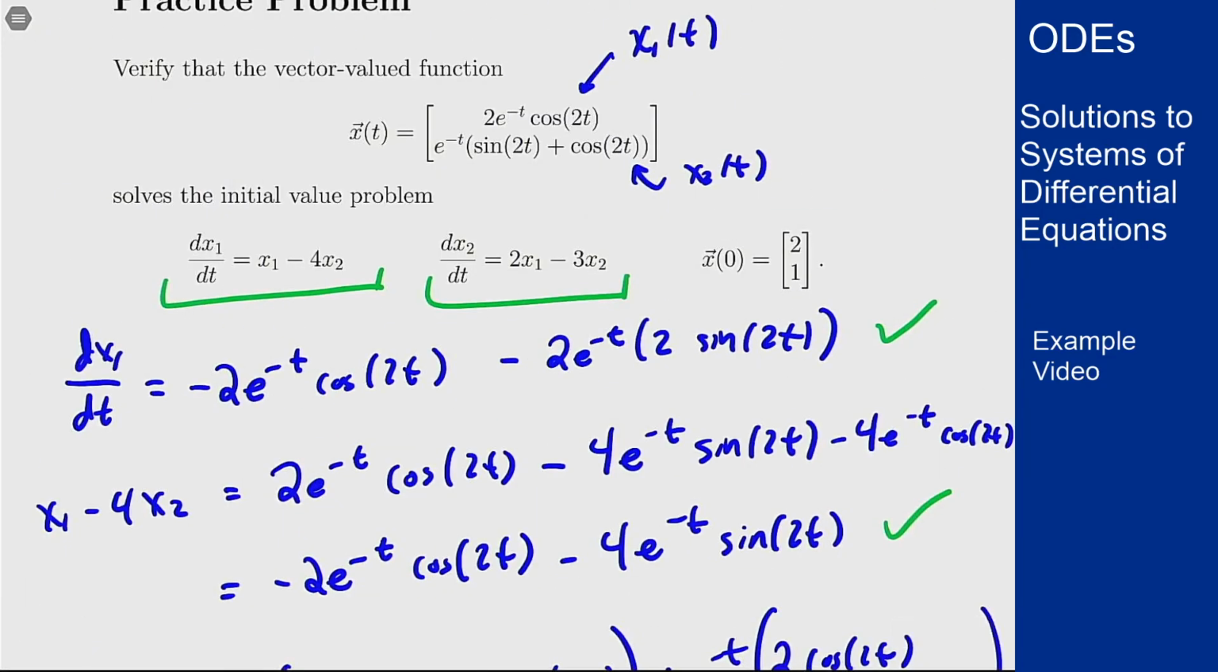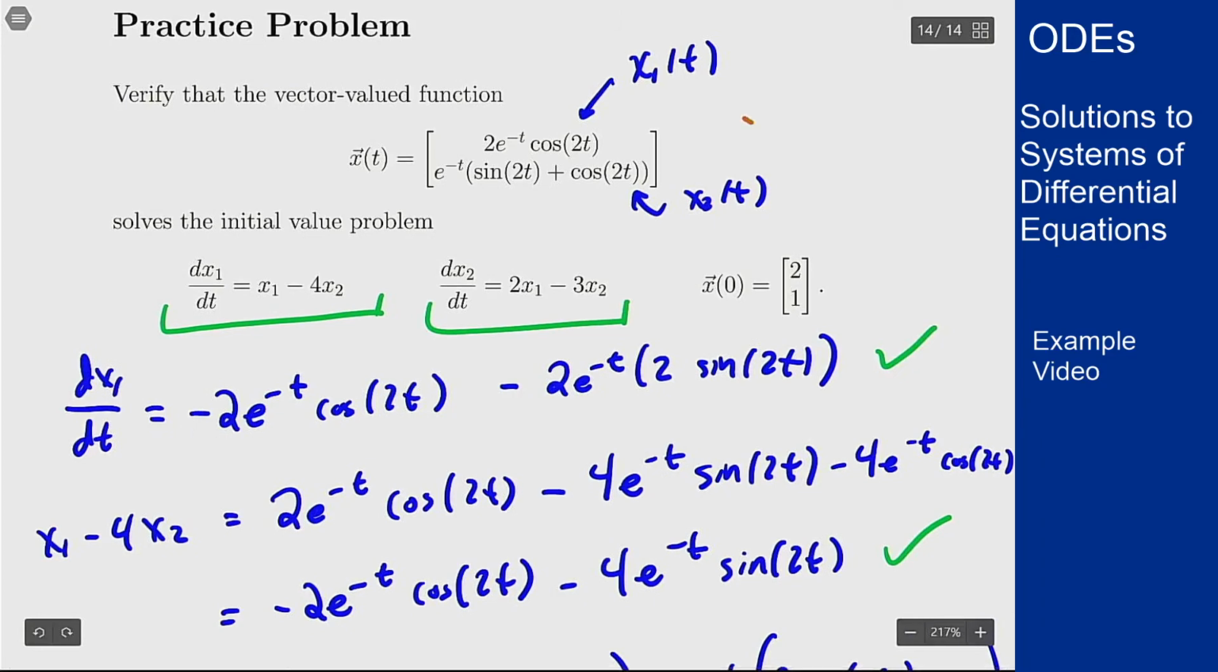And lastly, check the initial condition. We can just plug in 0 up above. See that x of 0 is going to be 2. E to the 0 is 1. Cosine of 0 is 1. And the bottom was e to the minus 0, which is 1. And then sine of 0 plus cosine of 0 is another 1. Means this is the vector 2, 1, which is what I wanted to show. So we have also verified that condition.